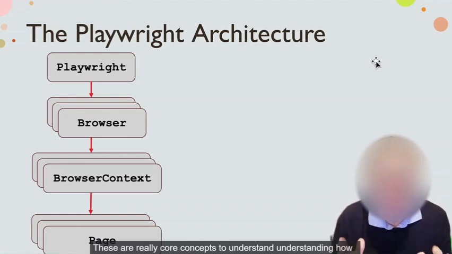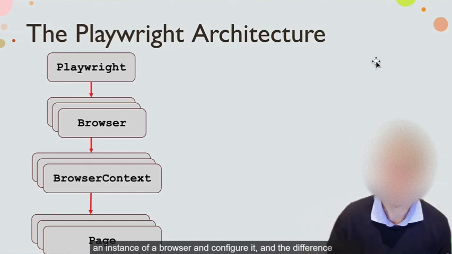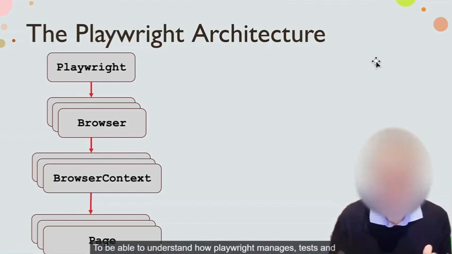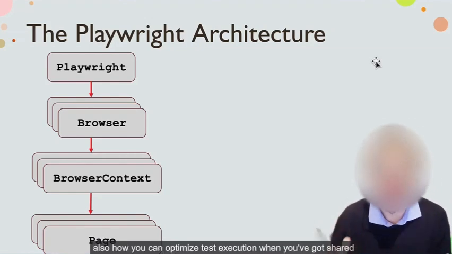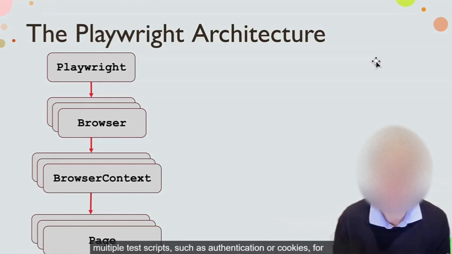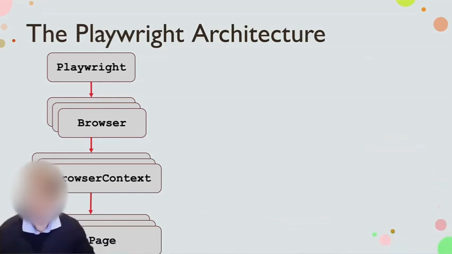Understanding how browser contexts work, how you create an instance of a browser and configure it, and the difference between a context and a page is really key to be able to understand how Playwright manages tests and manages parallel execution of tests, and also how you can optimize test execution when you've got shared information that you want to share between multiple test scripts, such as authentication or cookies, for example.